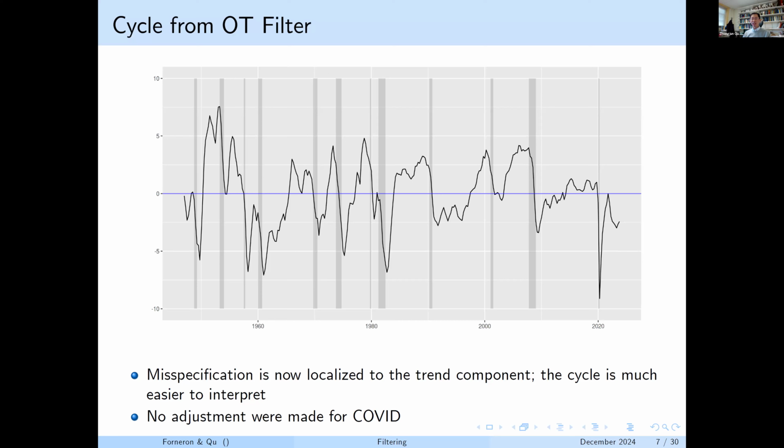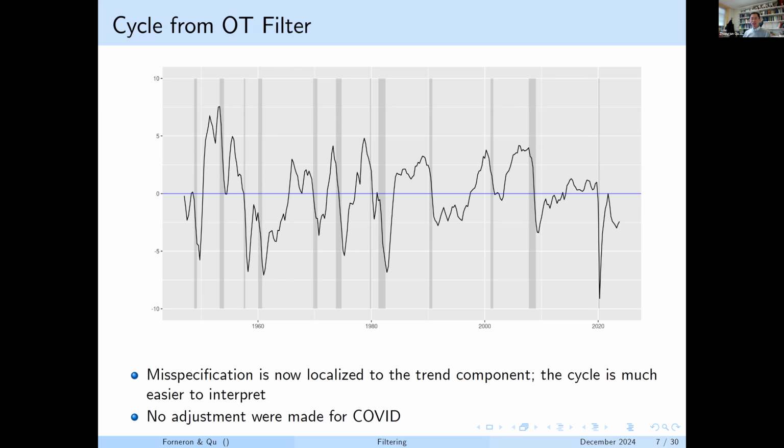For example, if you look at sharp declines in the component, they tend to align very well with NBER recession periods. In particular, we see the more recent COVID pandemic. We see the 2008, 2009 Great Recession. We also see the 1980 deep recession. So we do get a sense that we are looking at a cycle component, which is quite different from what we got from the Kalman filter.